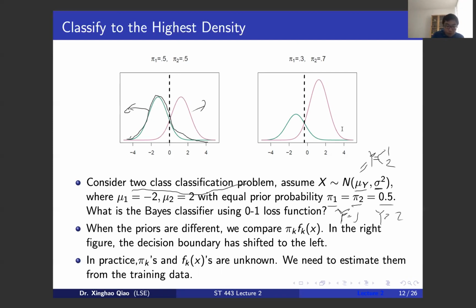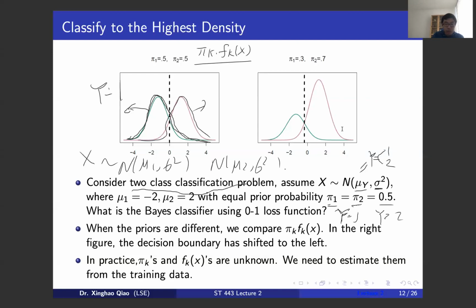If y is 1, then x follows a normal distribution with mu 1 and sigma square. If y is 2, then x follows the normal distribution with mu 2 and sigma square, where mu 1 is -1 and mu 2 is +1. Now because pi 1 and pi 2 are the same prior probability, and remember, we want to find the class such that pi k times fk of x, the density function, is maximized. This is the density function for the first class, and this is the density function for the second class. And we know that pi 1 and pi 2 are the same.